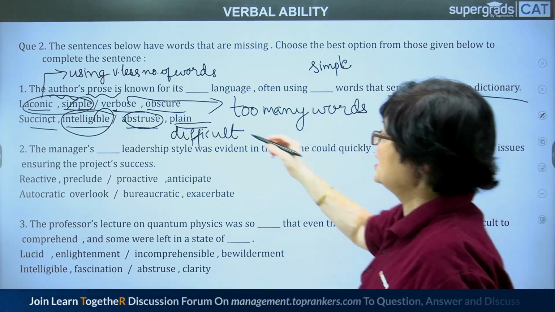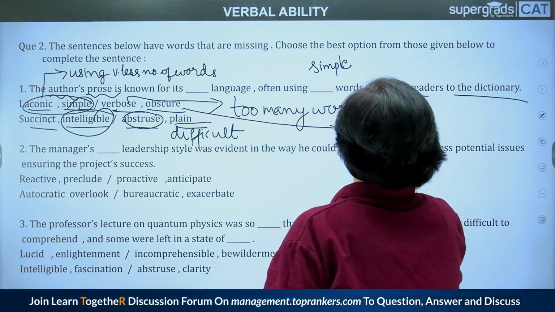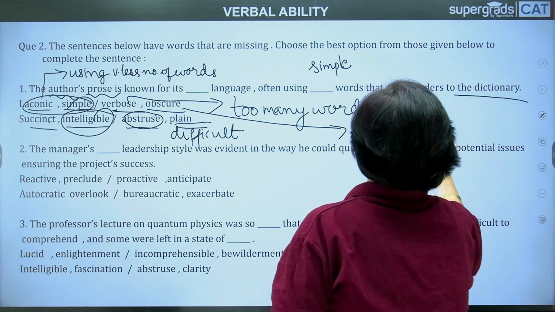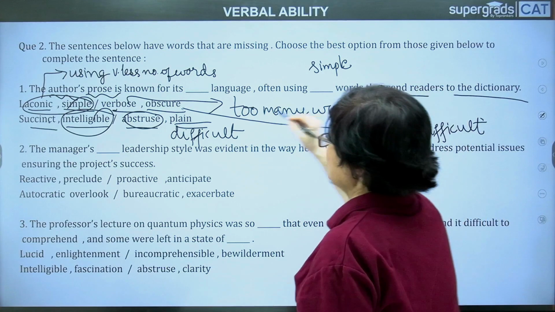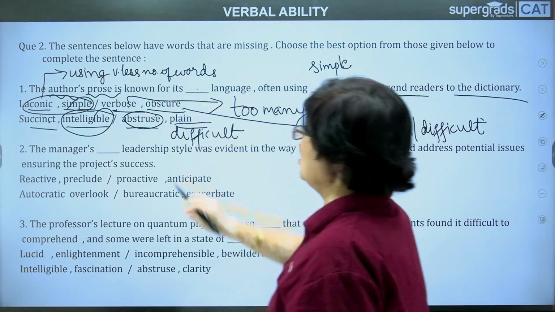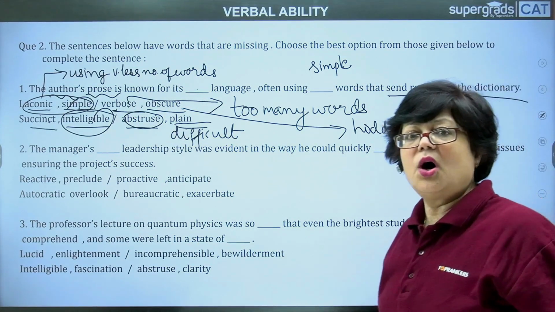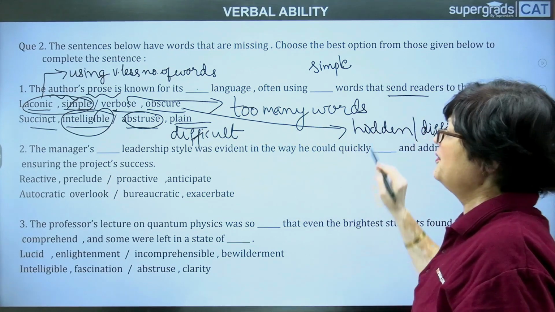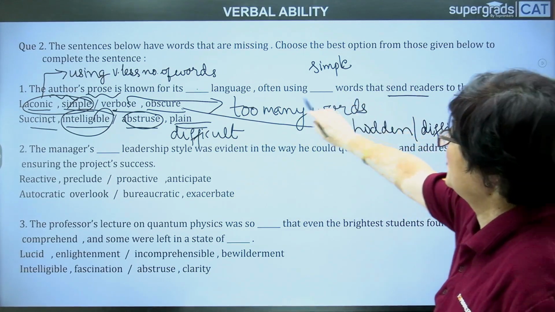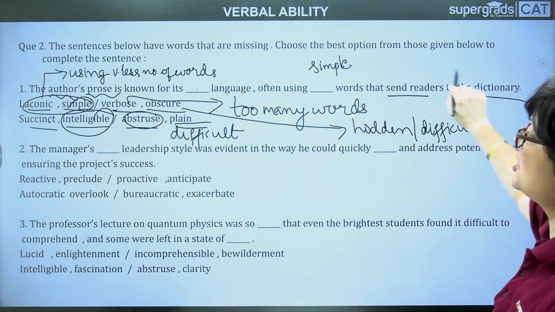And the other word is obscure. Obscure means hidden or difficult. So the correct option is this one, verbose. The author's prose, let us read and see if it fits well in the context. The author's prose is known for its verbose language, often using obscure words, meaning difficult words, that send readers to the dictionary.